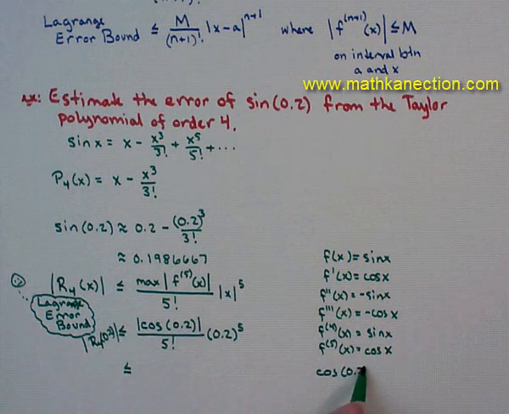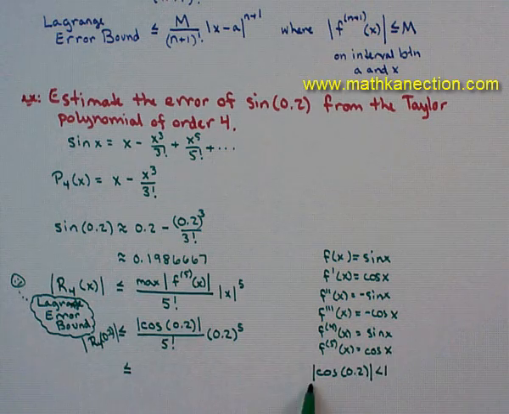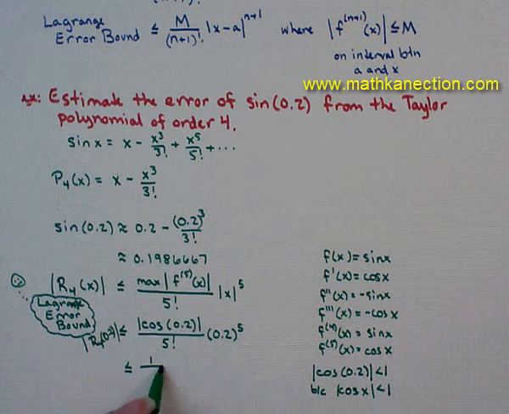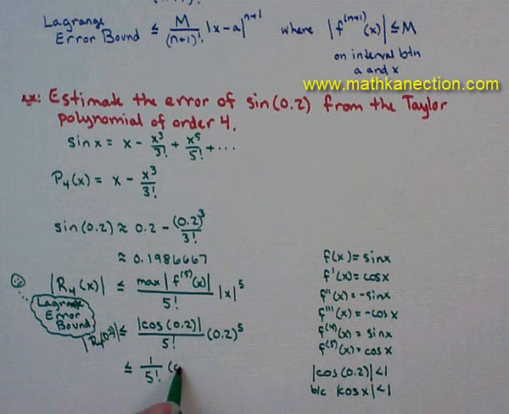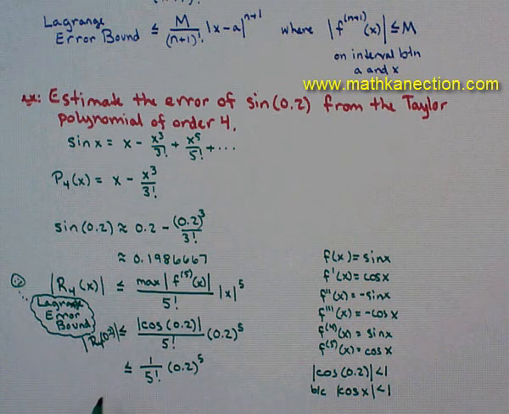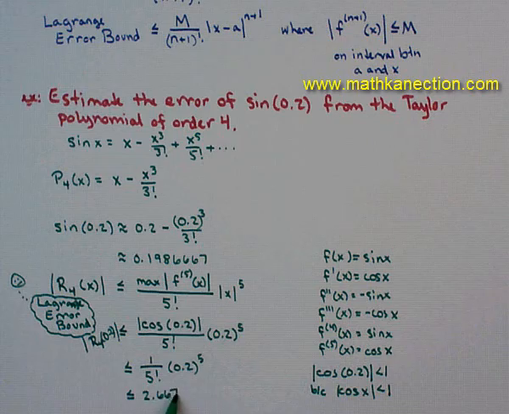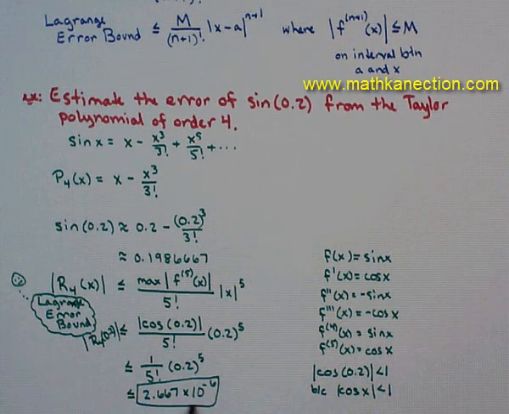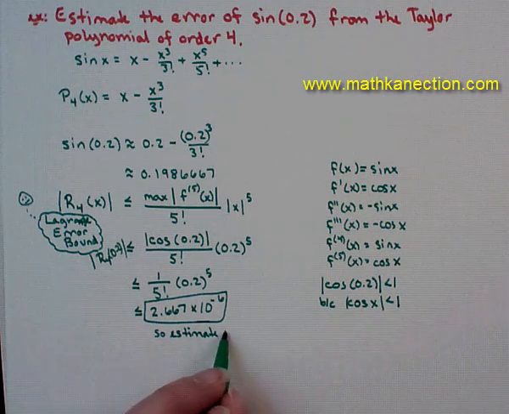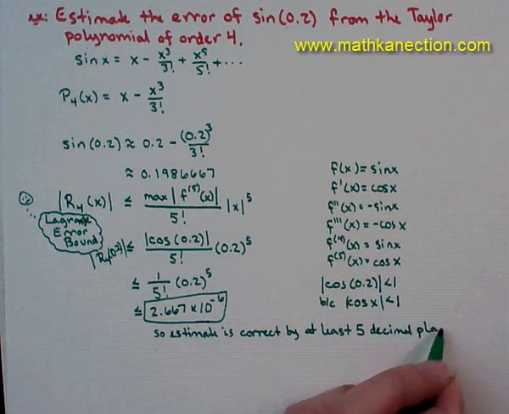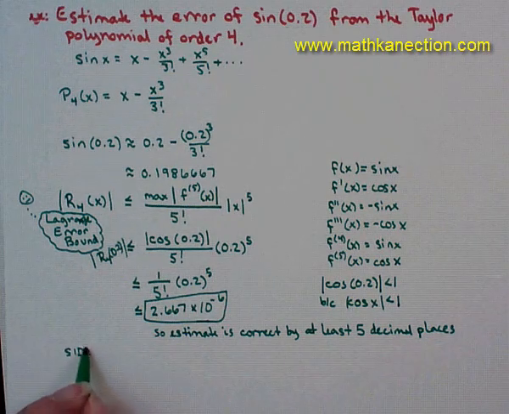Since the absolute value of cosine of 0.2 has to be less than or equal to 1, because cosine is between negative 1 and 1, then that's going to be less than or equal to 1 over 5 factorial times 0.2 to the fifth. And so the remainder is going to be less than or equal to 2.667 times 10 to the negative sixth. So the estimate happens to be correct by at least 5 decimal places, which is a pretty good approximation.